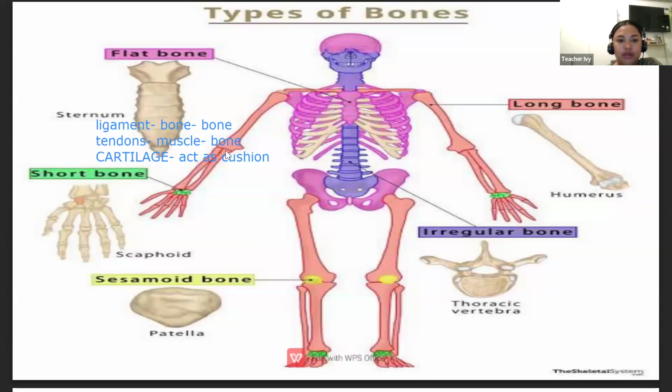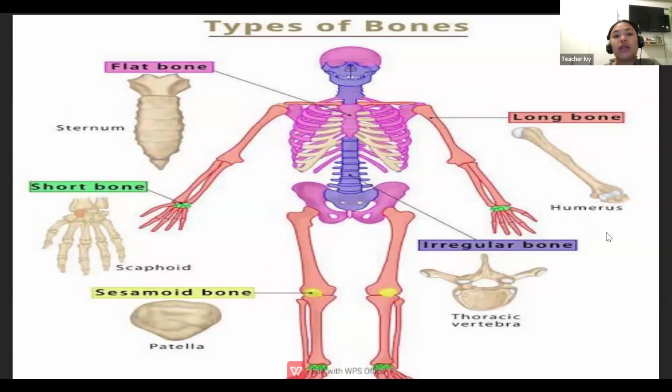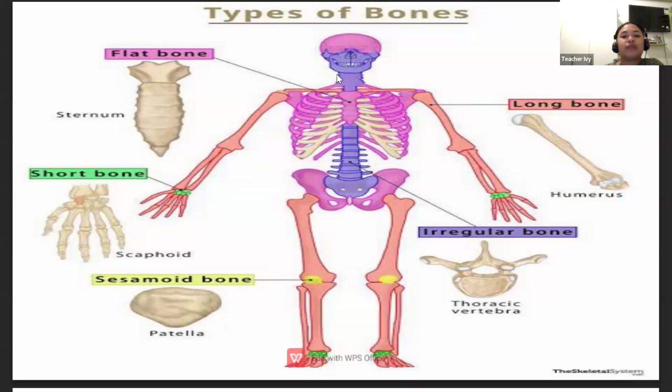Here. Let me erase this one first. So you have here, it is being highlighted or assigned accordingly, color coded, that the pink ones are the flat bones. So as you can see, we have here your skull, the cranium is a flat bone.